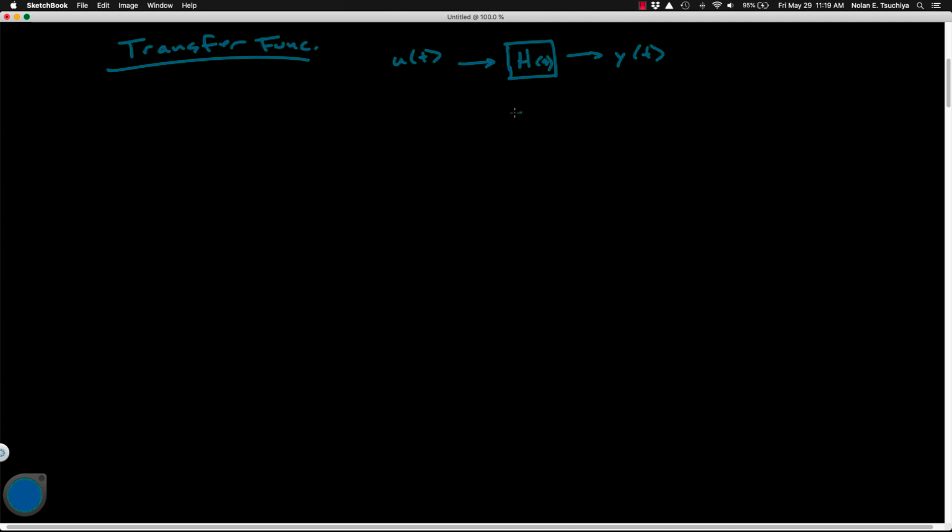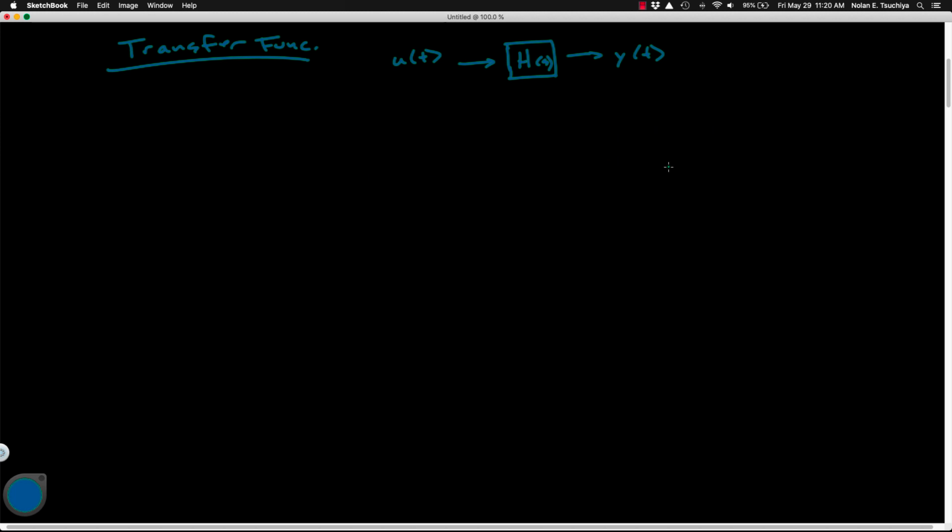Let's just say in the case of the vehicle, if h of s represents vehicle velocity, and if u of t looks like this, then we already know that y of t is going to look something like this, right? So those are your inputs and your outputs.